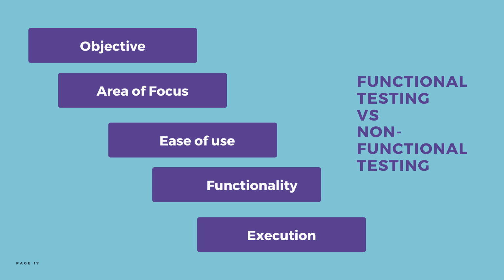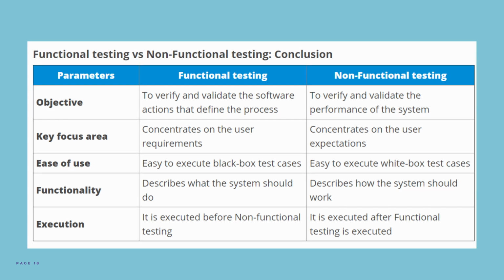For the last, execution. Functional testing takes place before the execution of non-functional testing. This is because functional testing defines all the processes and is executed first, whereas non-functional testing takes place only after the execution of functional testing, because only if the system is defined can you proceed further and customize it accordingly. And this is the conclusion between functional testing and non-functional testing.